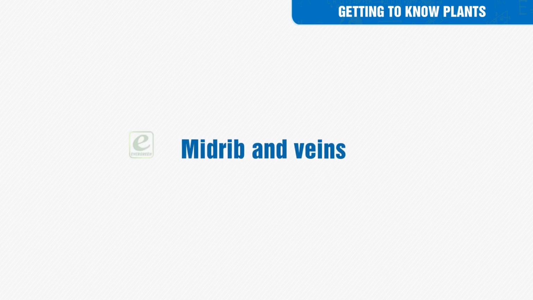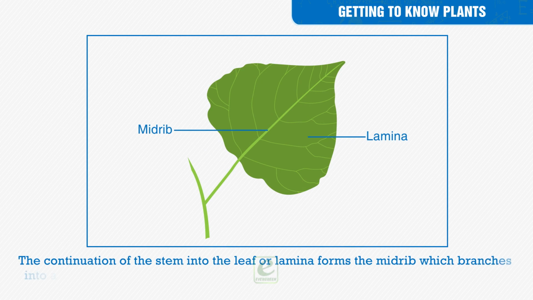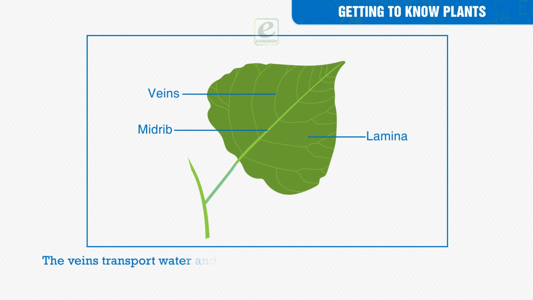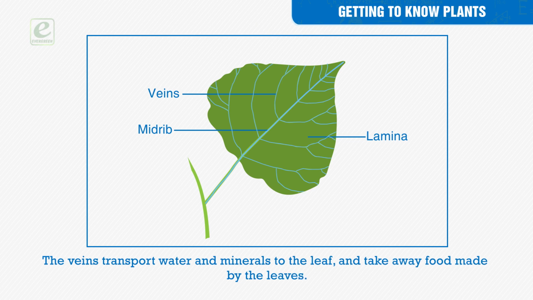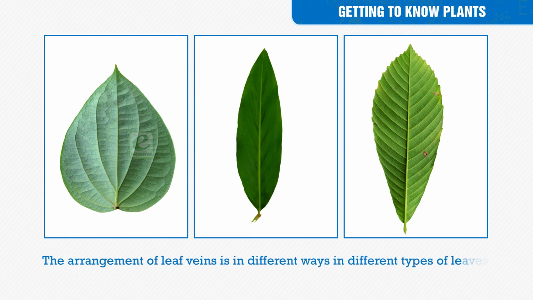Midrib and veins. The continuation of the stem into the leaf or lamina forms the midrib, which branches into a network of veins that keep the leaf stiff and flat and prevent it from dropping. The veins transport water and minerals to the leaf and take away food made by the leaves. The arrangement of leaf veins is in different ways in different types of leaves.